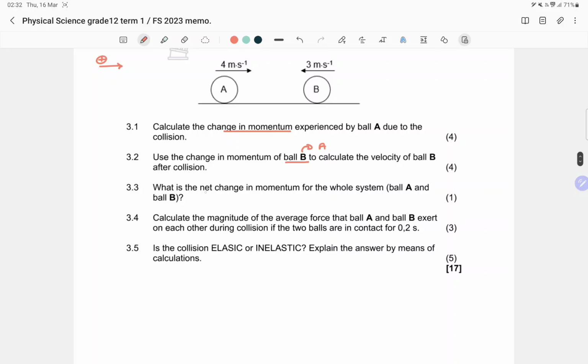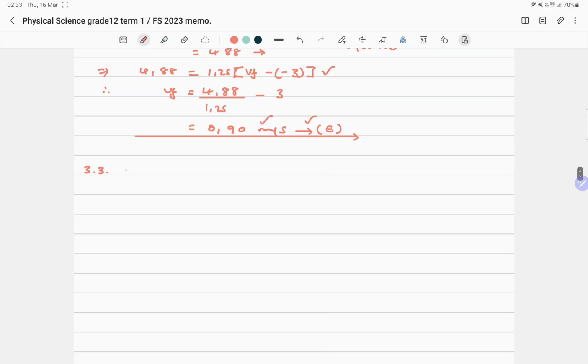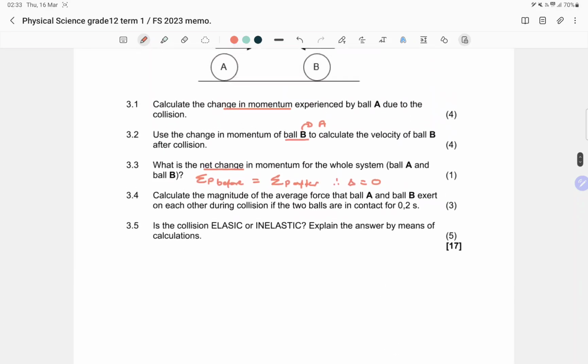It says now, what is the net change of momentum for the whole system? Remember, from the law of conservation of linear momentum, the sum of momentum before is equal to the sum of momentum after, right? So meaning the change should be 0 because they will cancel out. So 3.3, just going to say 0. Great stuff. That's it. Then let's see what is the next one.